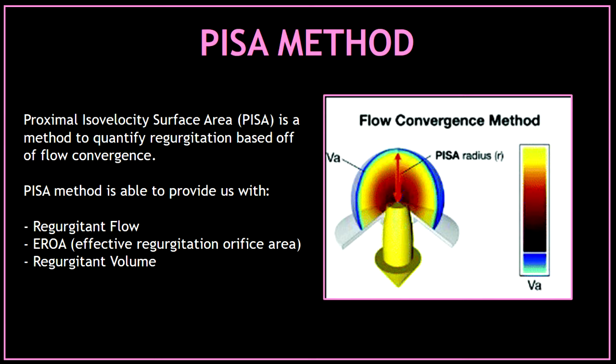And what is the PISA method? PISA means proximal isovelocity surface area, and this is a method to quantify regurgitation based off of flow convergence. The PISA method is able to provide us with regurgitant flow, effective regurgitant orifice area, and regurgitant volume.